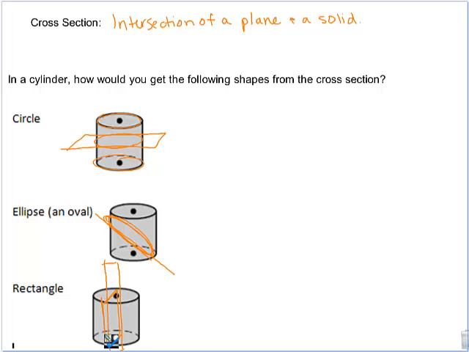So this is all about being able to visualize it correctly to find the correct cross-sections. All right, so you will have an assignment which will be due tomorrow, and then tomorrow we will continue talking about some 3-dimensional shapes.